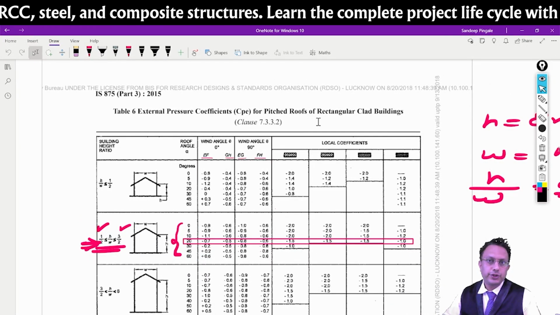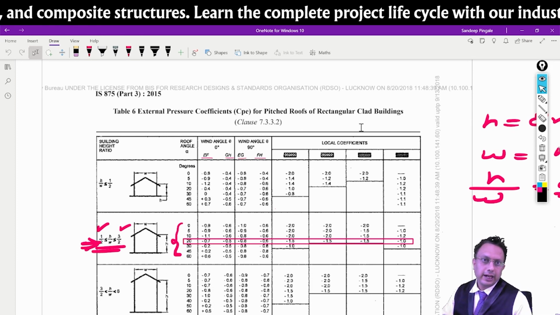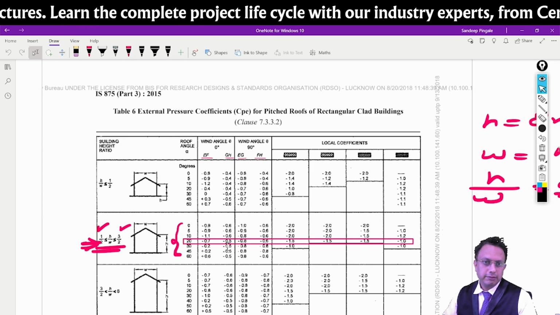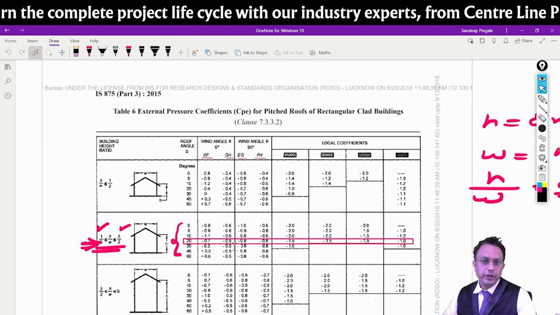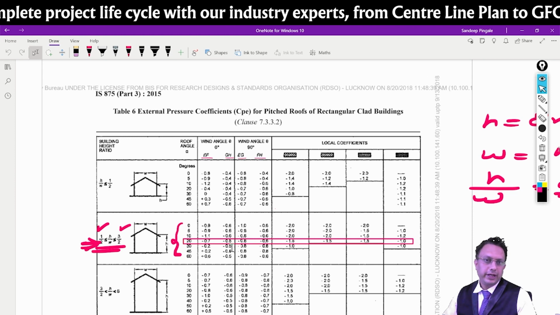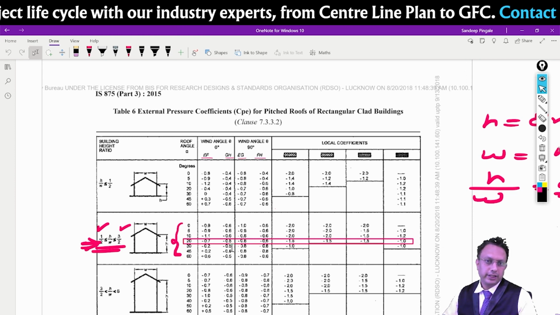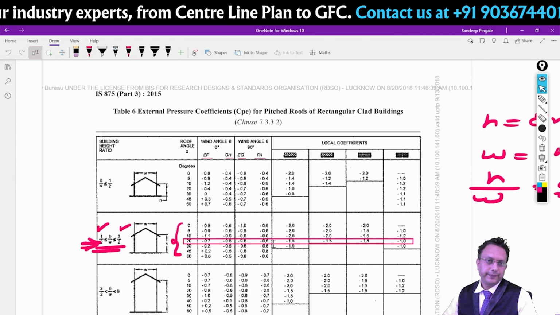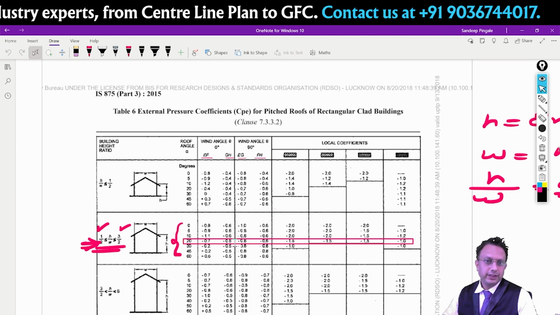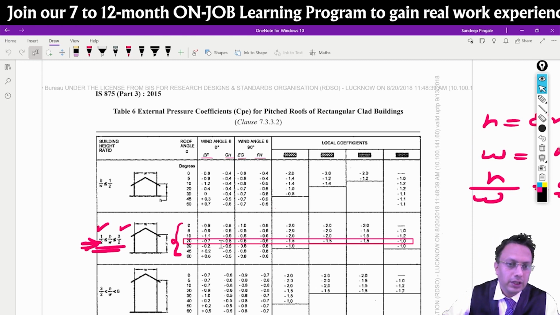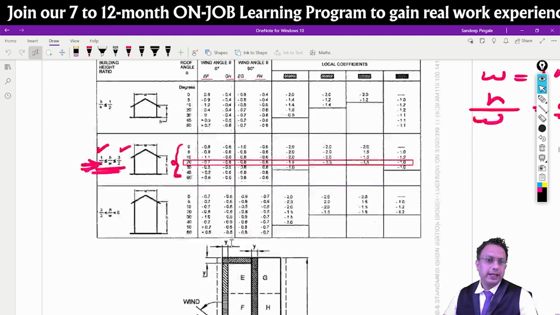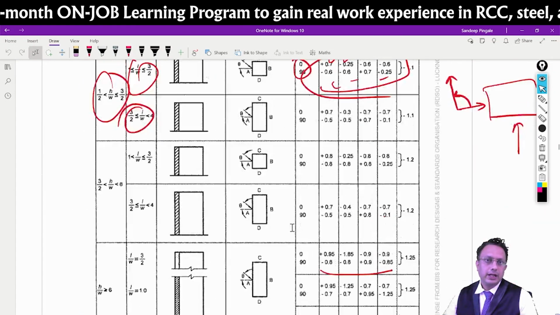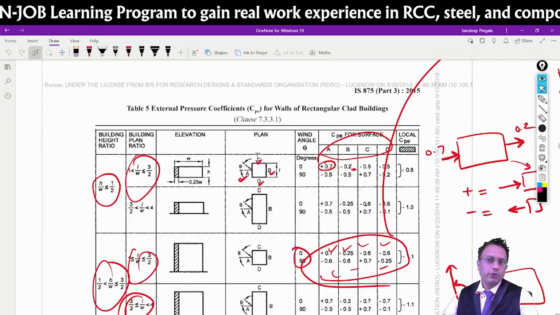Now this is for the pitched roof of a rectangular clad building. So 0.7, which is basically away from the body, 0.5, also it is away from the body. And then there is a GH and FH. Sometimes actually we'll see what the hell is about this, how to calculate all this.